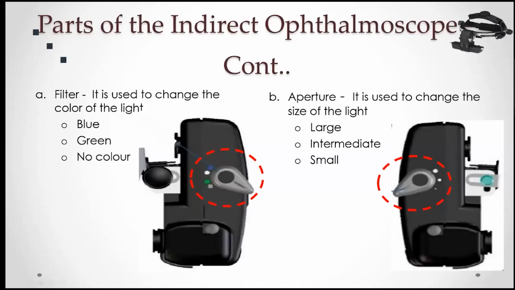And here in aperture, you can have 3 different apertures: the large one, intermediate, and smaller one. So by changing the lever, you can choose your option.